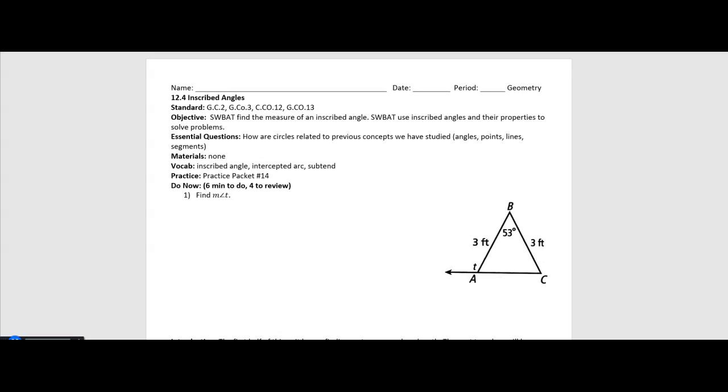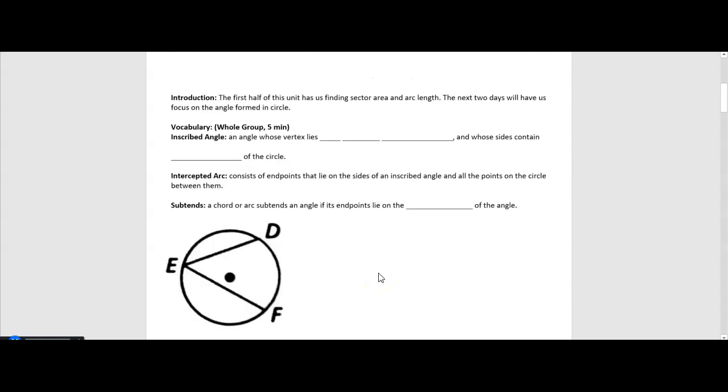Today we're going to talk about inscribed angles in circles. We've already talked about central angles, arcs, chords, and sectors. In our very last lesson we covered what a radian is. Now we're adding one more thing, an inscribed angle. We're going to skip the do now and jump right into our vocab for the day.